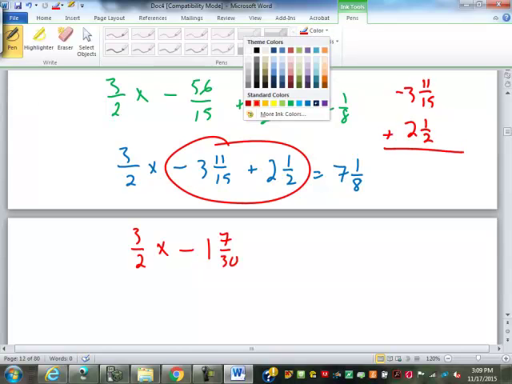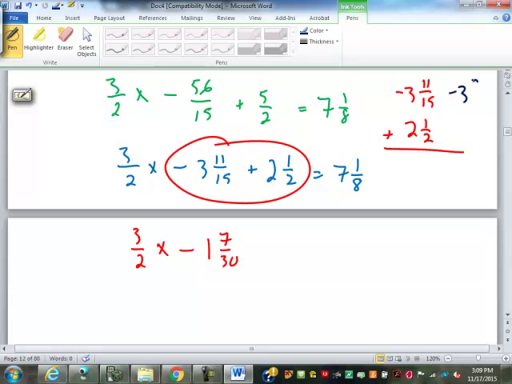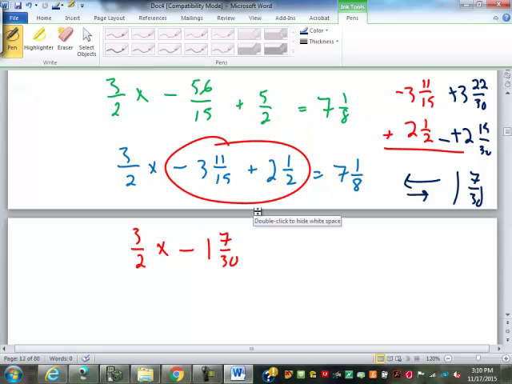So a common denominator would be 30ths. This is negative 3 and 22/30. This is positive 2 and 15/30. A negative and a positive means you're actually subtracting. Does that make sense? They're both opposite directions. So technically you're going to take 3 and 22/30 and subtract 2 and 15/30. 22 minus 15 is 7/30. 3 minus 2 is 1, so it's a negative 1 and 7/30.